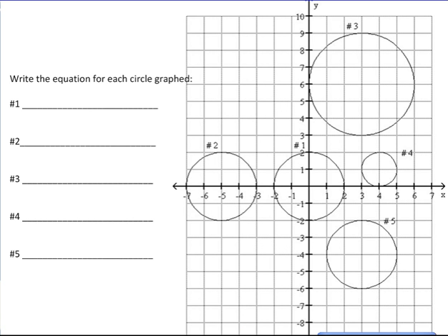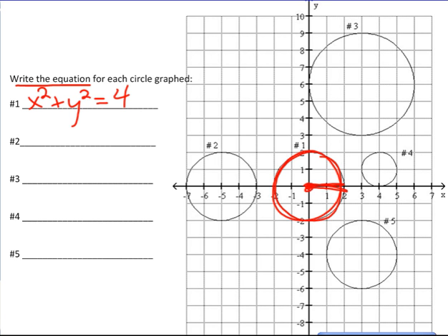And let's take a look at this. We'll do a couple of these. So we need to write the equation now. To write an equation, we need to know what the center is, and we need to know what the radius is. So we need circle 1, which is this right here. It's centered at 0, 0, so that gives me x squared plus y squared. I need to know the radius. The radius is 2 units. So square the 2 and I get 4.